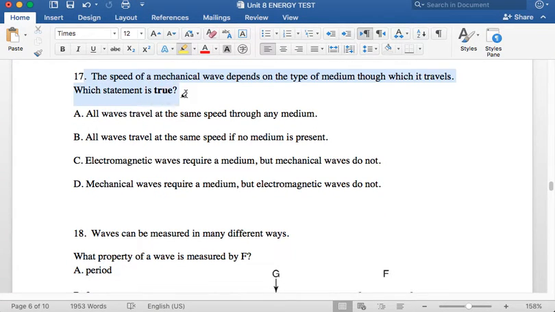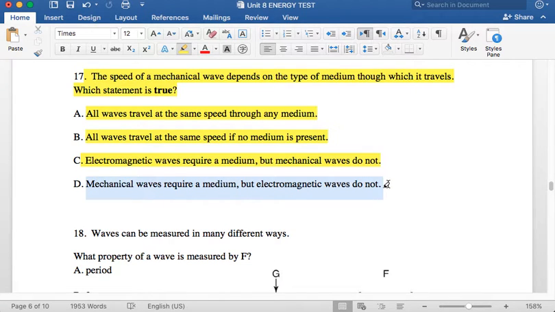Number 17. The speed of a mechanical wave depends on the type of medium through which it travels. Which statement is true? A, all waves travel at the same speed through any medium. B, all waves travel at the same speed if no medium is present. C, electromagnetic waves require a medium, but mechanical waves do not. D, mechanical waves require a medium, but electromagnetic waves do not.